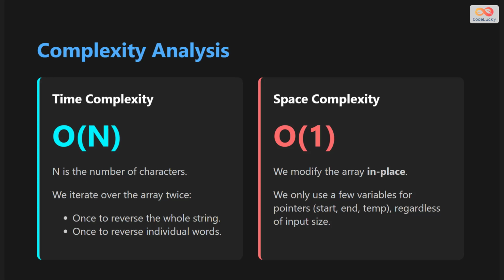Let's analyze the performance. The time complexity is O(n), where n is the number of characters. We traverse the array roughly twice, once for the global reverse and once for the word reverses. The space complexity is O(1) because we only used a handful of variables for our pointers.